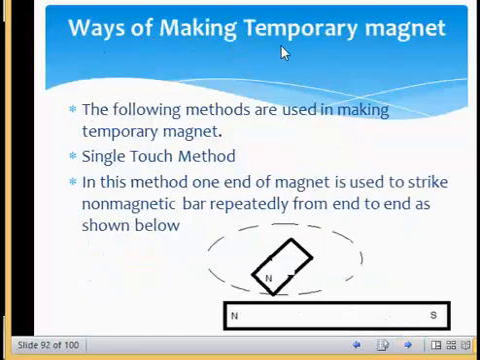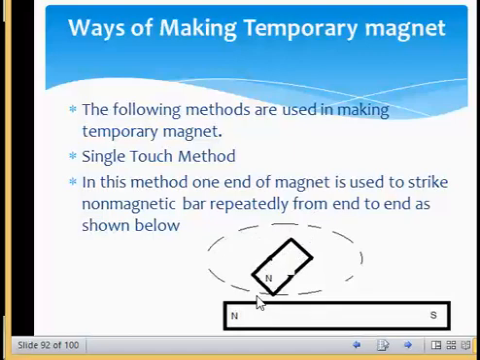So now let's look at ways of making a temporary magnet. The following methods are used in making a temporary magnet. Let's say you have a bar, a material that you want to make temporarily magnetic, and there are two ways to do that. For me to make a bar that is not magnetic have magnetic properties, all I need to do is bring a magnet close to it. That's what is called magnetization by induction.